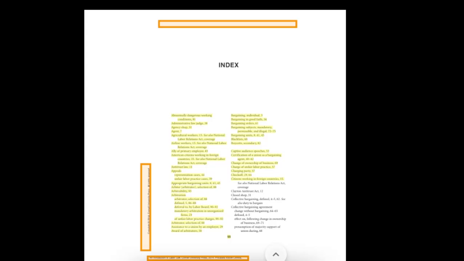Antitrust law, 11. Appeals: representation cases, 44; unfair labor practice cases, 39. Appropriate bargaining units, 8, 41, 45. Arbitrability, 93. Arbitrator, selection of, 88. Arbitration: defined, 5, 86 to 88; deferral to, by Labor Board, 90 to 92; mandatory arbitration in unorganized firms, 23; of unfair labor practice charges, 90 to 92.